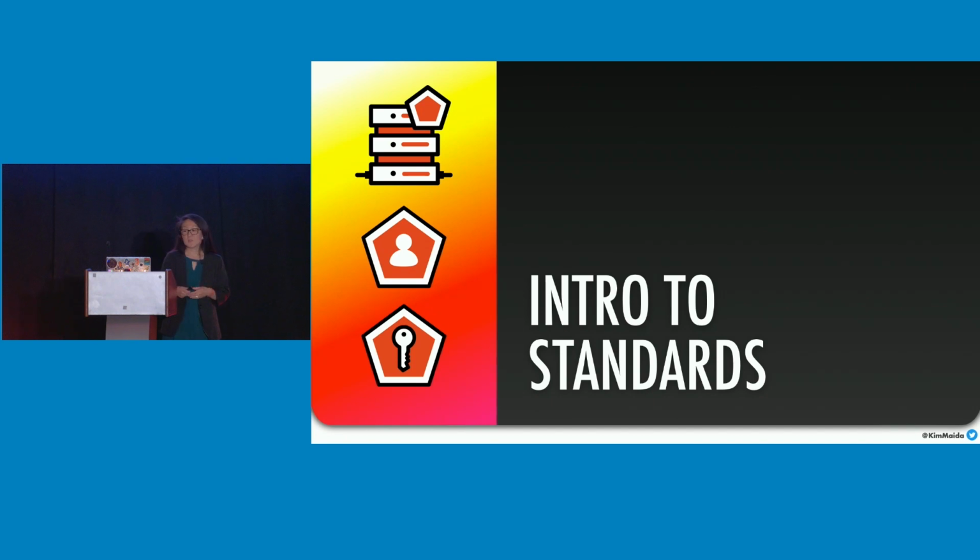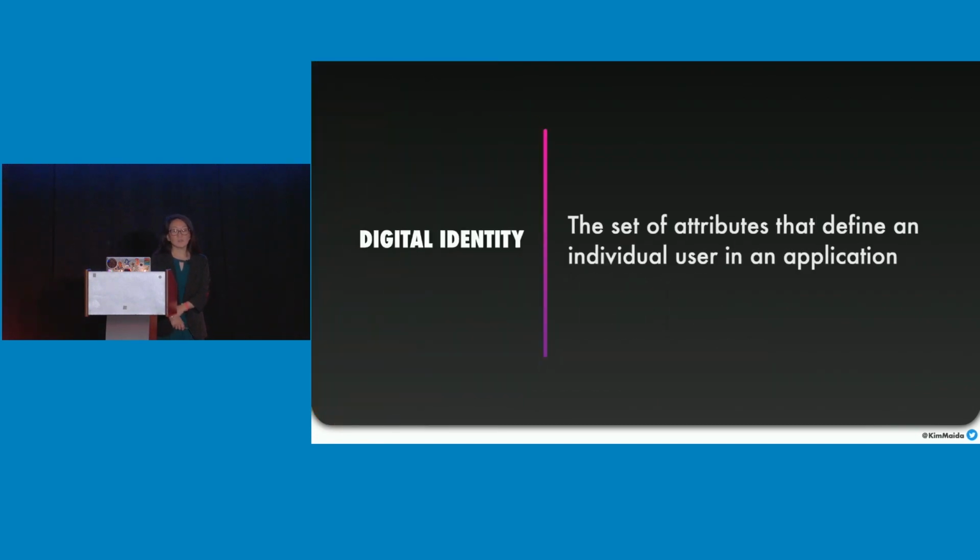So I'm going to start with an introduction to commonly used open standards. And we'll begin with terminology. Digital identity refers to a set of attributes that define an individual user within the context of the function delivered by a particular application. So for example, let's say you're an online shoe retailer. The digital identity of your users is probably going to be something like their credit card number, maybe their shipping address, and their purchase history.